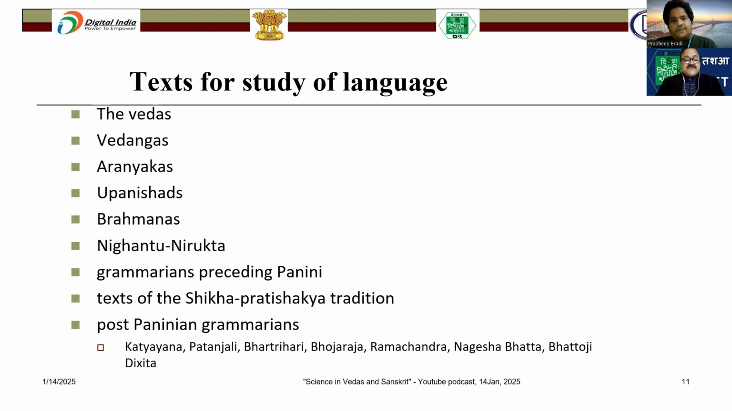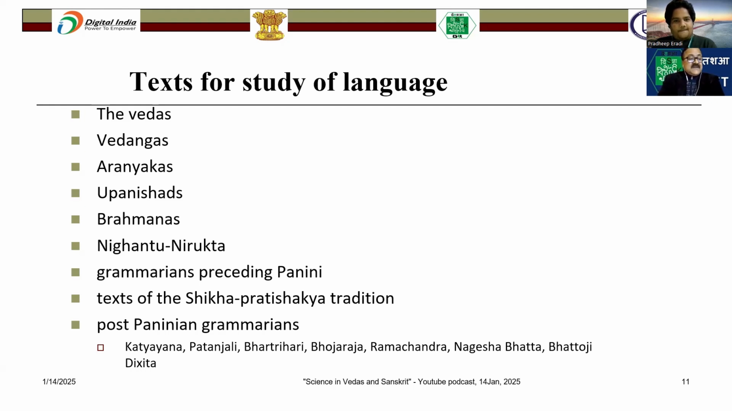And then the texts of the Shiksha Pratishakhya tradition, there are so many of them, at least 100 texts supposedly. And our students have edited at least nine of them actually. One of them, Atre Shiksha, we got the English translation of that. We obtained that manuscript from the Hamburg library in Germany. It wasn't found in India in good shape.